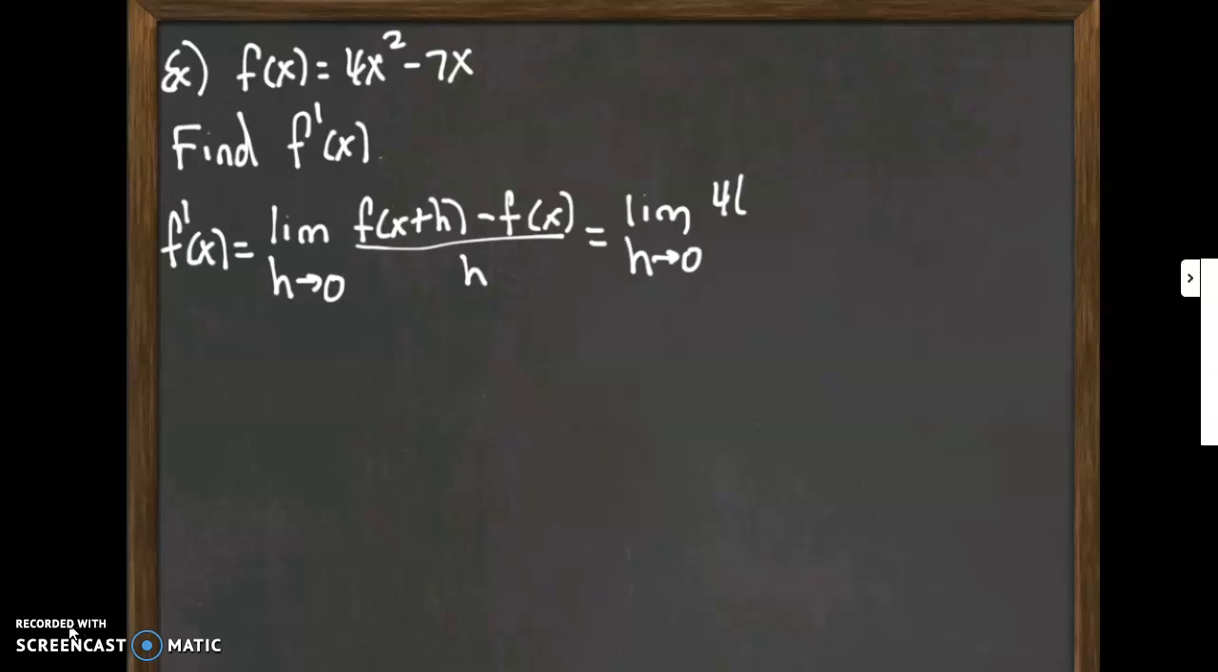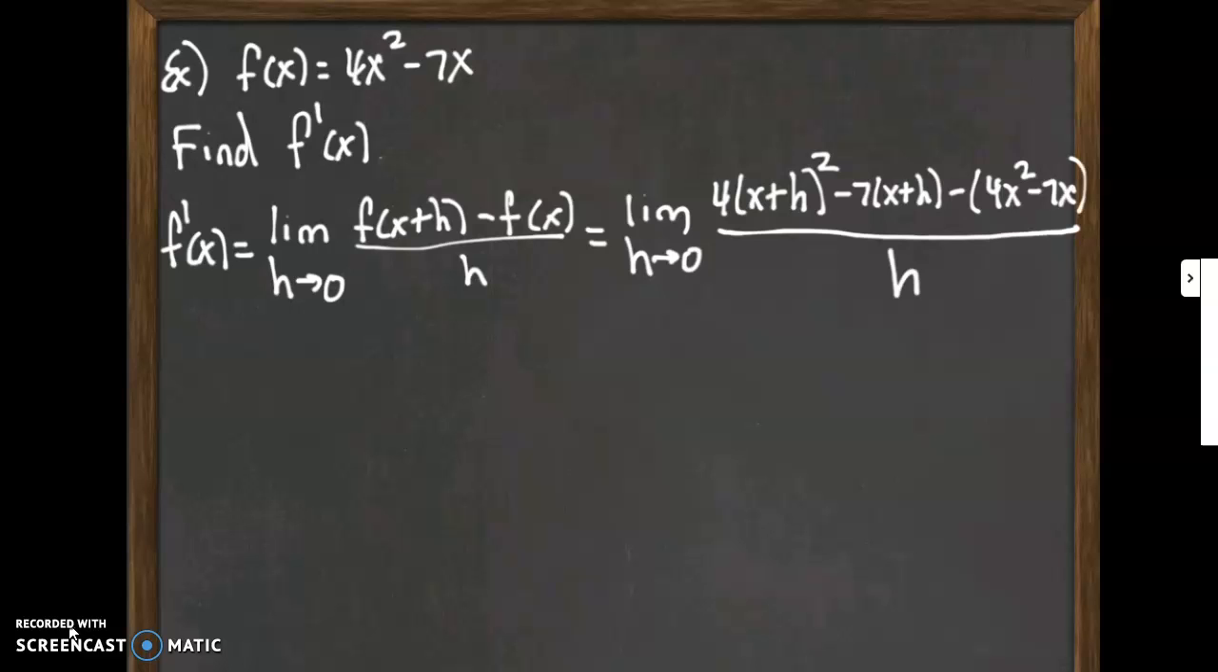So we're going to have 4 times the quantity x plus h squared, minus 7 times the quantity x plus h. So there's f of x plus h. And then that's minus f of x, so minus the quantity 4x squared minus 7x. And then that's all going to be divided by h. All divided by h. Okay, so everything there is now going to be divided by h.